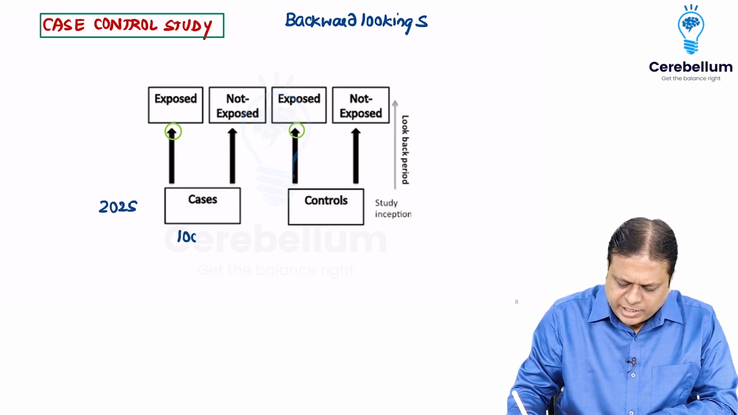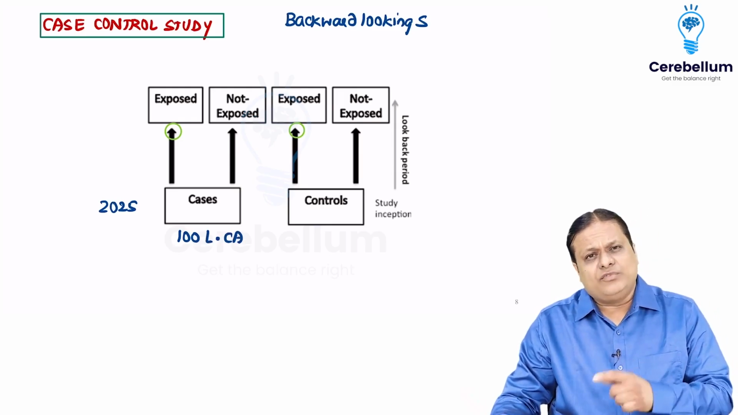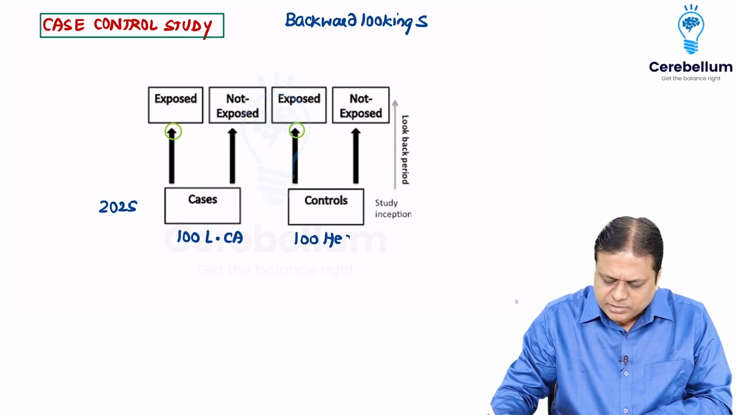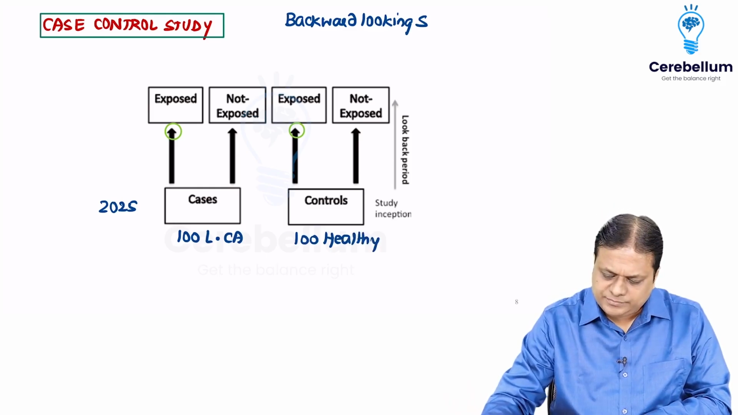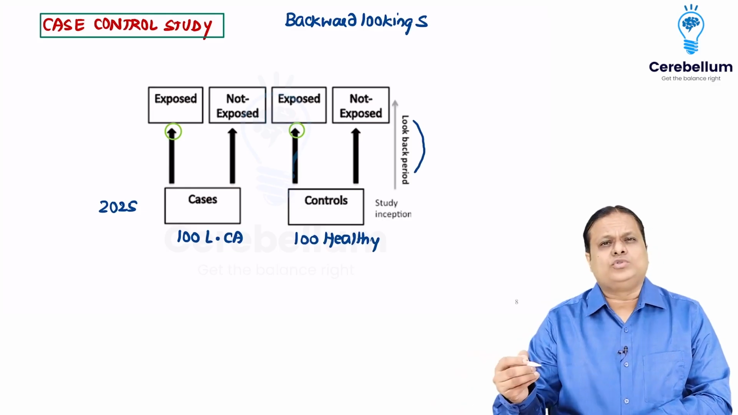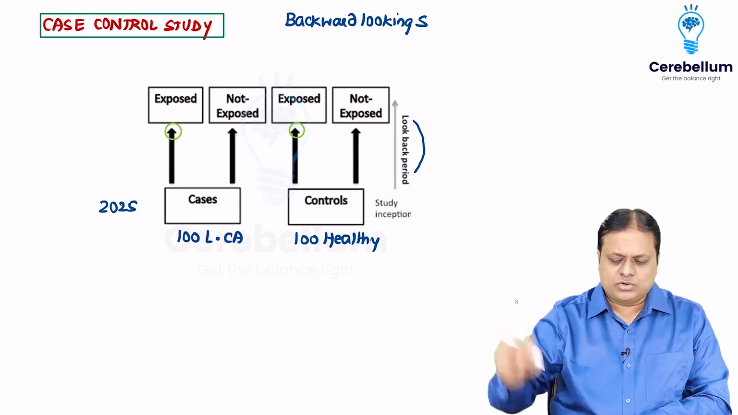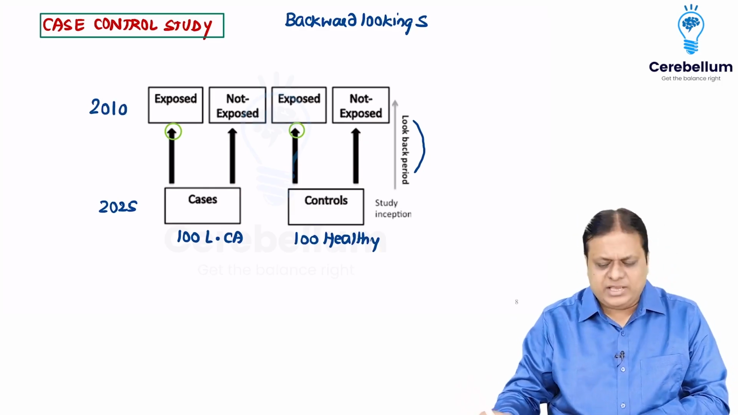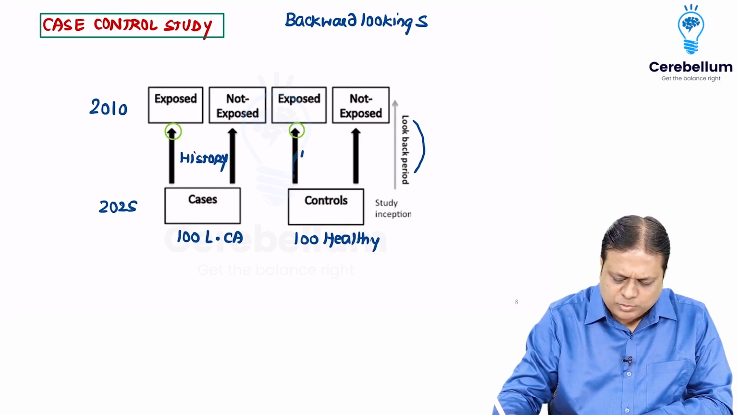2025. I take 100 lung cancer cases. Cases are who are having the disease. For comparison, I take 100 healthy people, control group. Then I look backward. From 2025, if they are having the disease, risk factor smoking may be present 15 years ago. So I shift the design 15 years ago and I ask them by history, how many of you were smokers in both the groups 15 years ago?